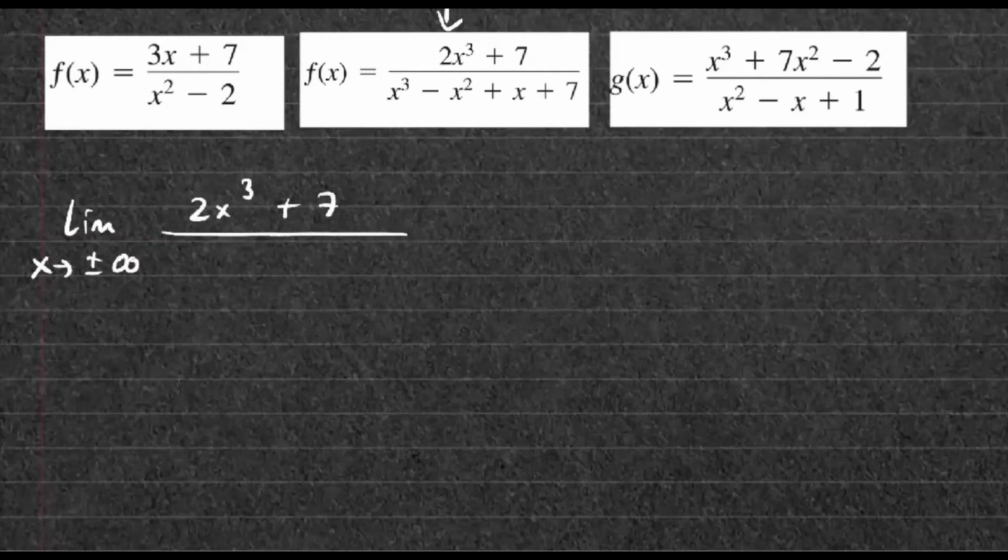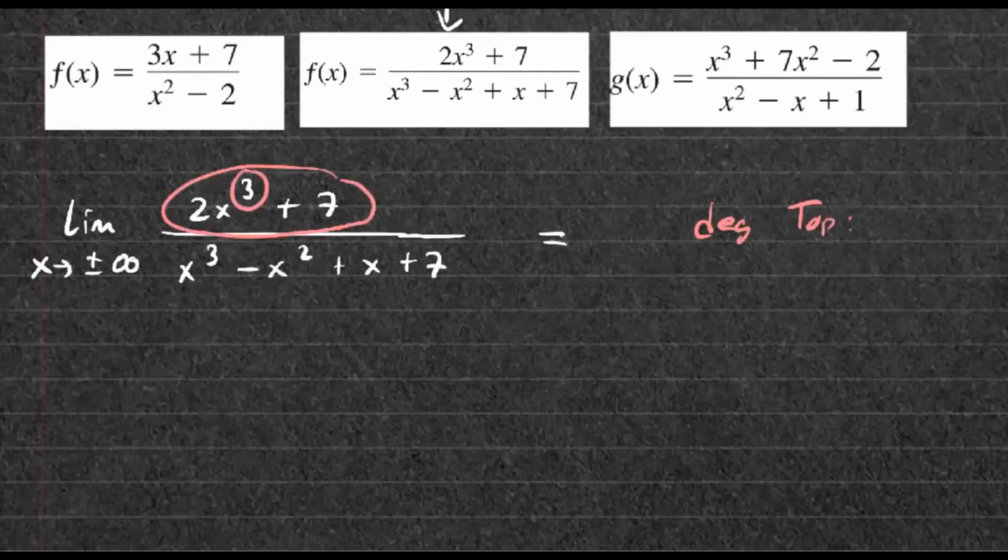Now let's go ahead and find the horizontal asymptote for the second problem. So this one right here. So we're taking the limit again as x approaches plus and minus infinity of 2x cubed plus 7 over x cubed minus x squared plus x plus 7. Now here, if you compare the degrees, the degree for the top polynomial, so that's this one right here, is 3. So that's the highest power we see. So the degree is this one. Well, we can call it 3.